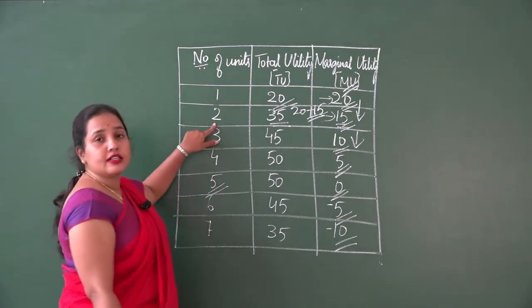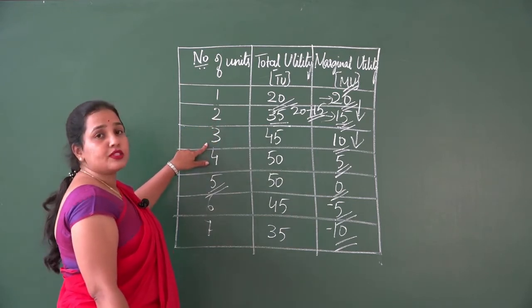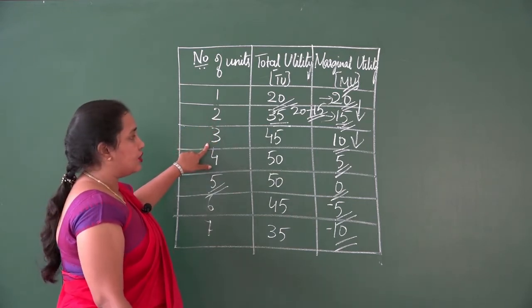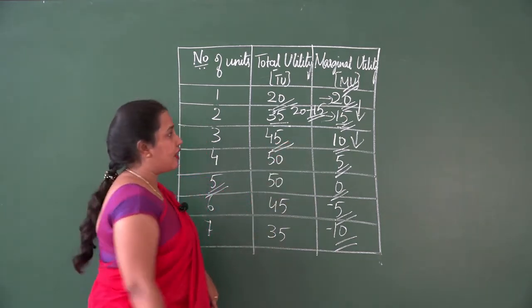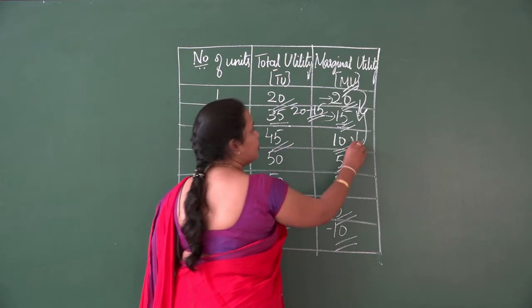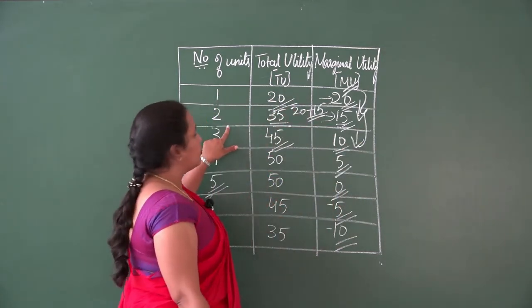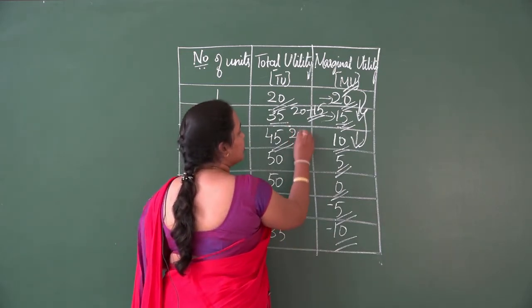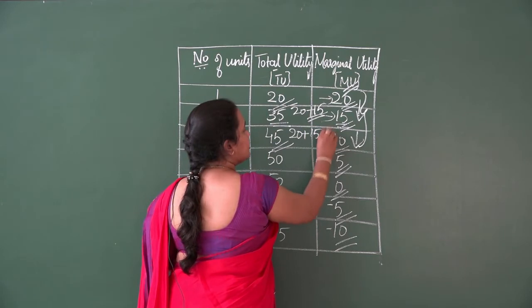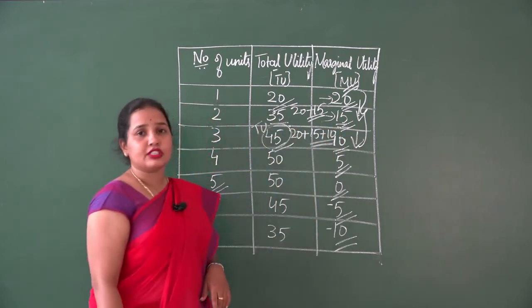At the consumption level of second unit. When the consumer consumes the third unit, the total utility derived is 45, which is an addition of the utility derived from the first unit of consumption, the second unit of consumption and third unit of consumption. By adding 20 plus 15 plus 10, we derive the total utility of 45.